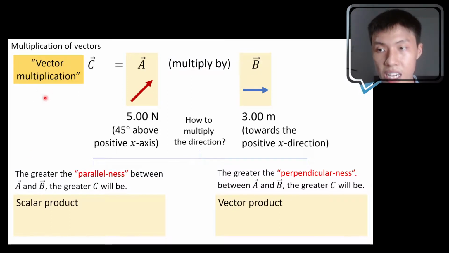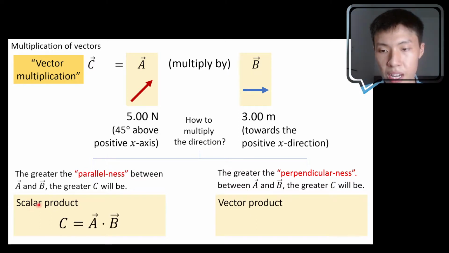One of them is scalar product. One of them is vector product. Vector product is not the same thing as vector multiplication. Scalar product is not the same thing as scalar multiplication that we discussed in the previous video. When we talk about multiplication, it's talking about a vector multiplying with a scalar or vector. When we talk about product, then it's always vector with vector.